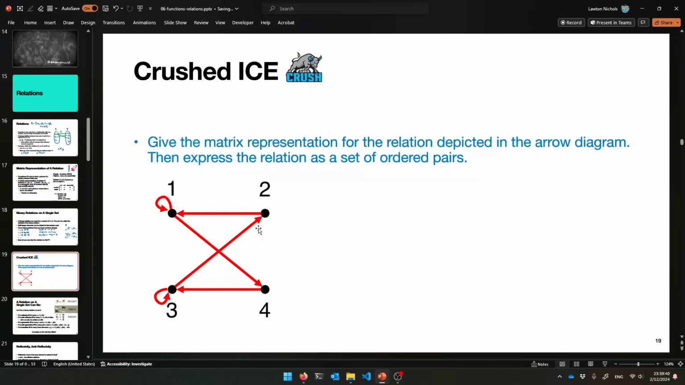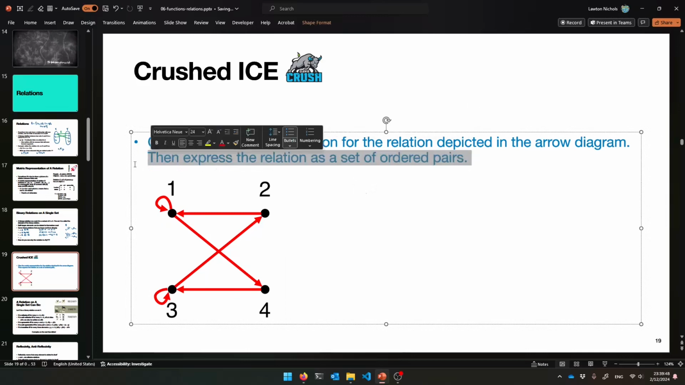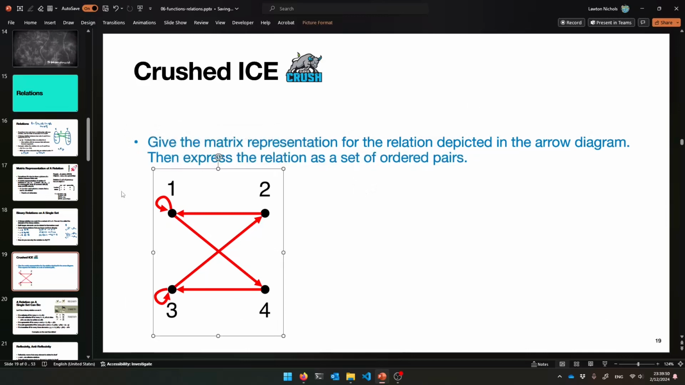Okay? So given this diagram now, see if you can find the matrix representation of it as well as a set of ordered pairs. So this is your relation, call it R or something. And it's a binary relation on the set A, let's say. And this is the set A. It has 1, 2, 3, and 4.